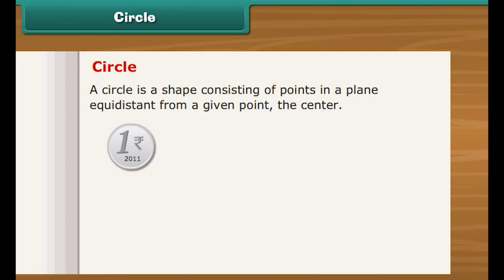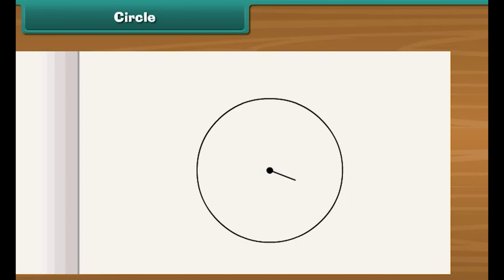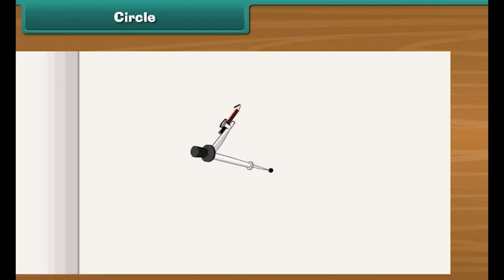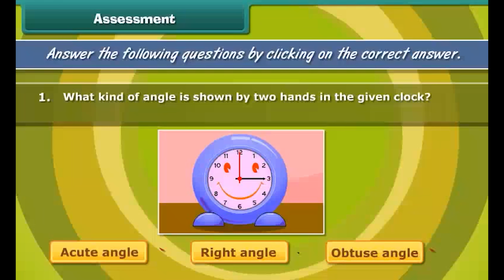1 rupee coins, flying disc, wheel, CD are circular in shape. The length of the line segment from center of the circle to any point on the circle is called the radius. Twice the radius of the circle is called the diameter of the circle. A circle of a given radius can be drawn with the help of a compass. Click on the words given in the column A and then click on the corresponding geometrical figures given in the column B.